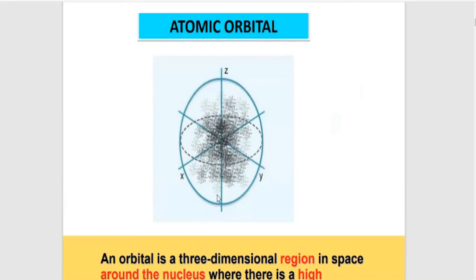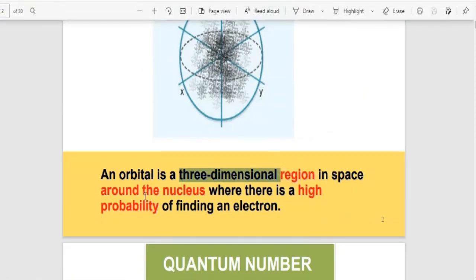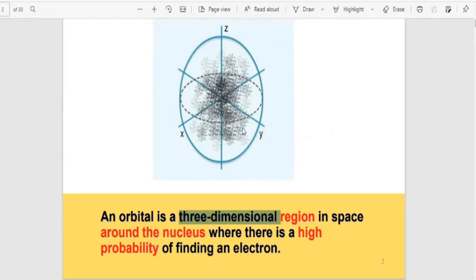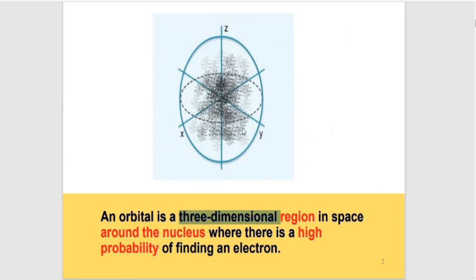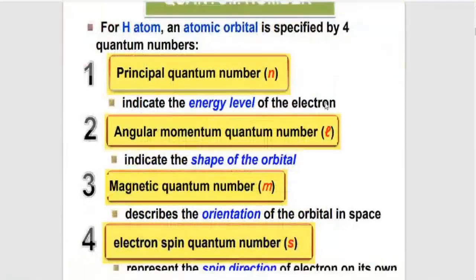So this is the atomic orbital. The orbital is 3-dimensional, so we must emphasize 3D, a region in space around the nucleus. Here, this is the space. All the spherical region is the 3D space around the nucleus at the center, where there is a high probability to find an electron. Simply put, anywhere in this region there may be an electron. So this is the definition. Okay, now we go for this one.